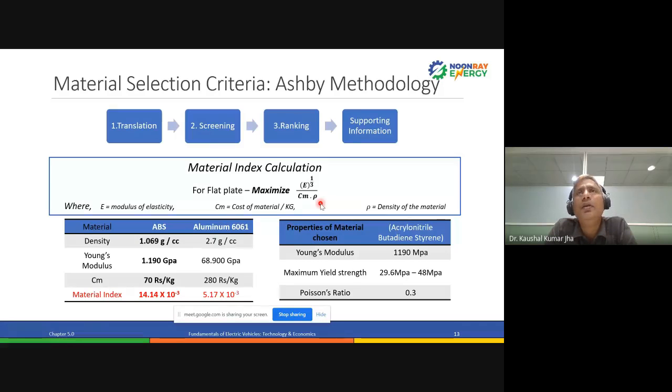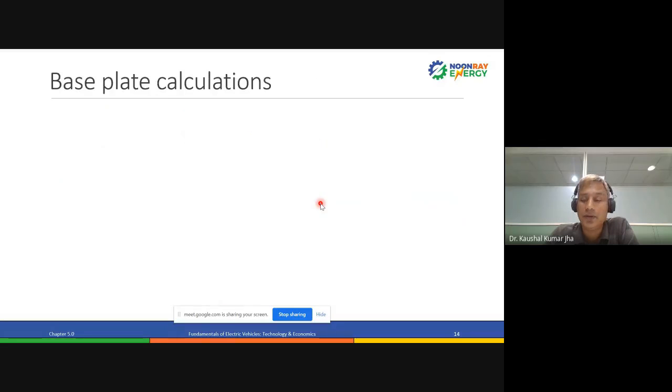Now, what we have to find out from a material library is which materials are suitable for this. So here we have selected two materials. ABS is also lightweight, plastic; aluminum is also lightweight, however metal. However, aluminum being metal will have much more strength. So these two materials we have taken here, but it could be multiple materials. You can put many more materials, and then you find out the material index.